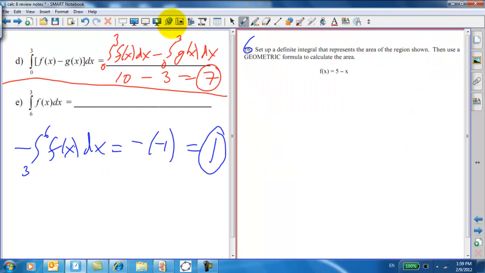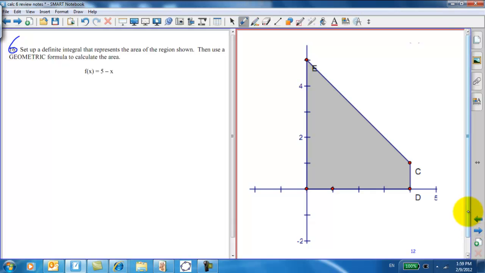Now, let's set up a definite integral that represents the area of this region, then use a geometric formula to calculate the area. So we need the equation of the function itself. This is a line that has a slope equal to over 1, down 1, over 1, down 1. I think you can see that if we go from 0, 5 to 1, 2, 3, 4, 1, that's going over 4 and down 4.